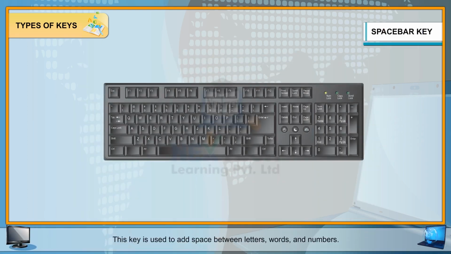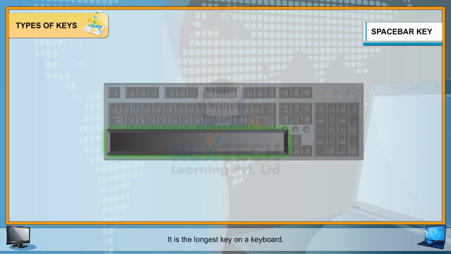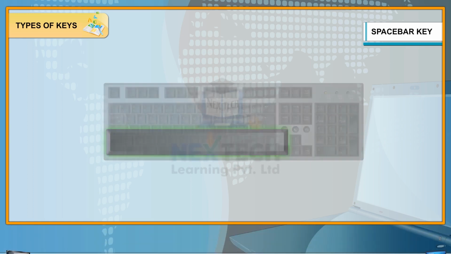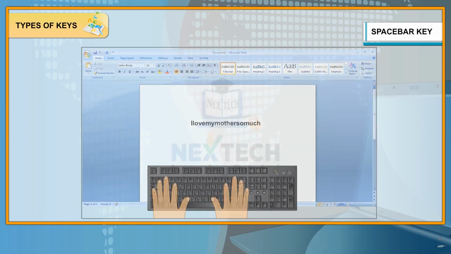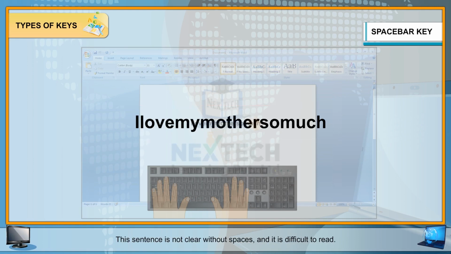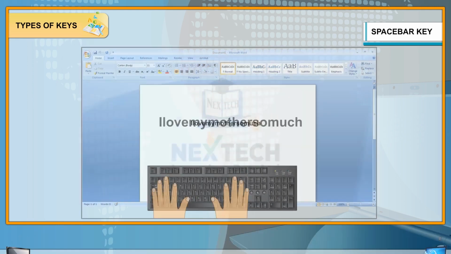Spacebar key. This key is used to add space between letters, words and numbers. It is the longest key on a keyboard. Adding spaces between the words is very important while typing. Suppose you type, "I love my mother so much" without any spaces. This sentence is not clear without spaces and it is difficult to read.